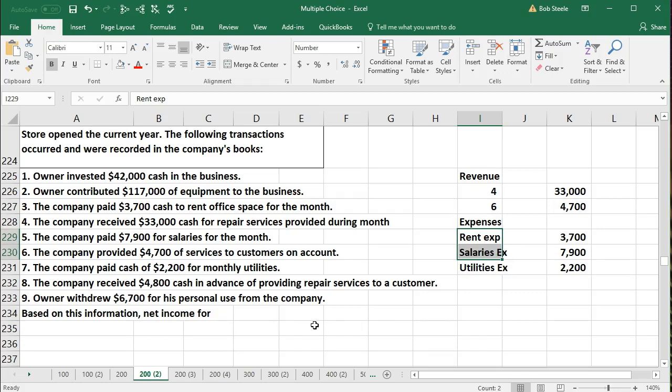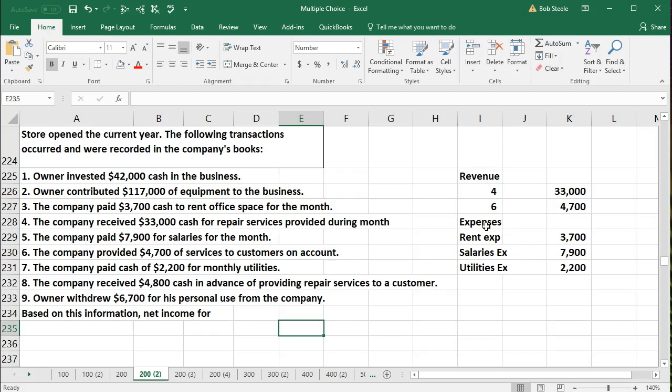Number 9. Owner withdrew $6,700 for personal use from the company. Cash is going out of the company. Cash is then credited. We will debit something. And the debit is not an expense, it's kind of like a withdrawal. Withdrawal will reduce equity, but is not an expense.